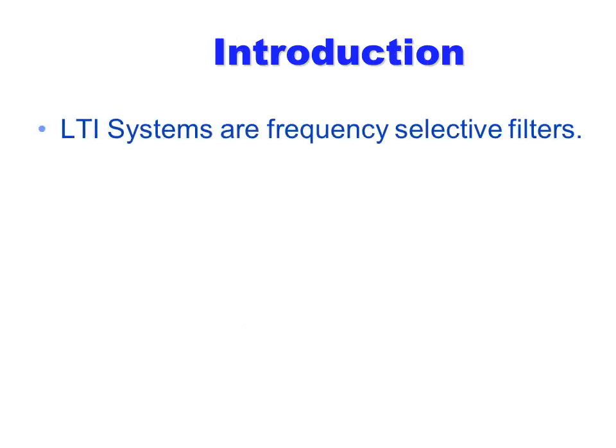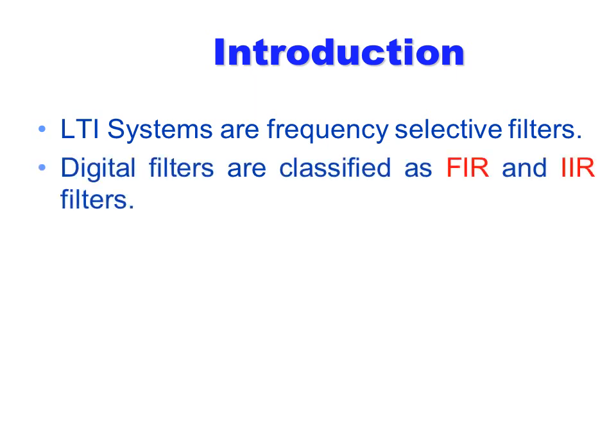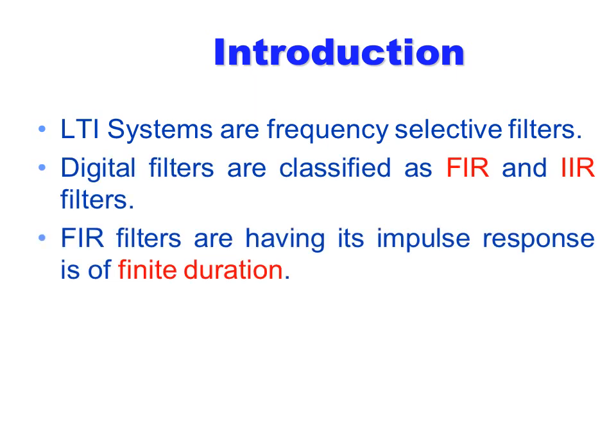If you consider the same system in frequency domain, they are called frequency selective filters, and these digital filters are classified as FIR filters and IIR filters. We have discussed IIR filters in unit number 5 in more detail. We have discussed their transformations from analog domain to equivalent digital domain, and we have discussed the Butterworth and Chebyshev approximations for the design of digital IIR filters. Today we are going to discuss the FIR filters.